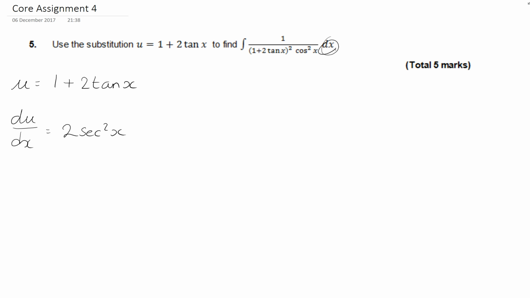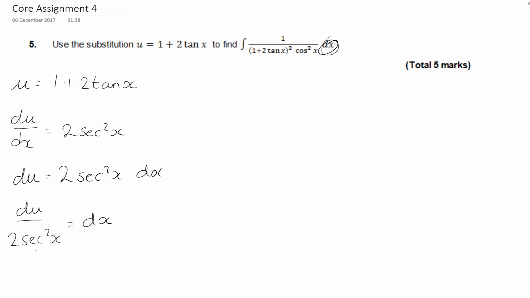Rearrange this, because remember the whole point is to remove all references to x from our integral and replace them with u's. So du equals 2 sec squared x dx, and du over 2 sec squared x equals dx.